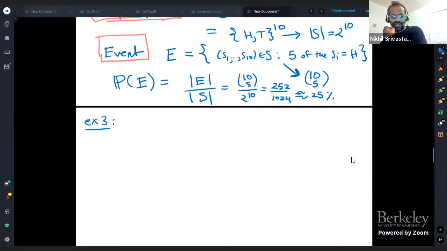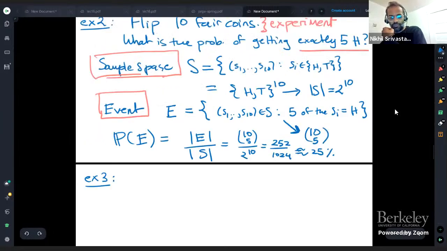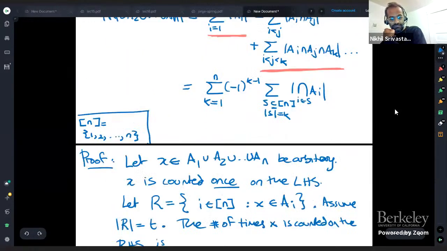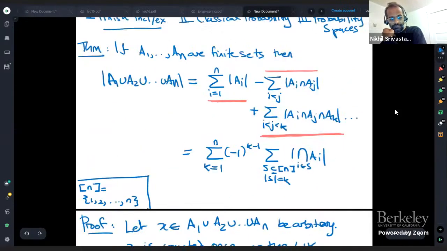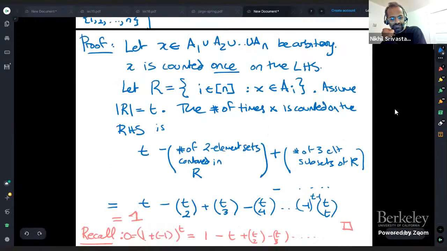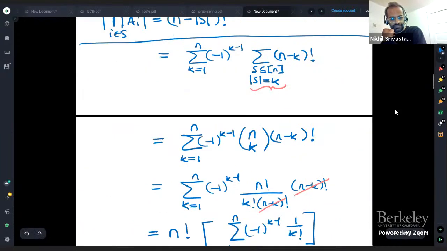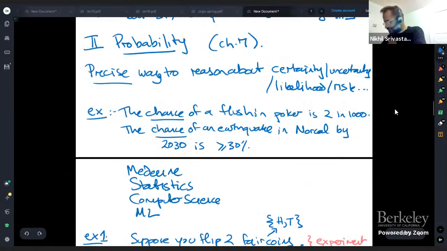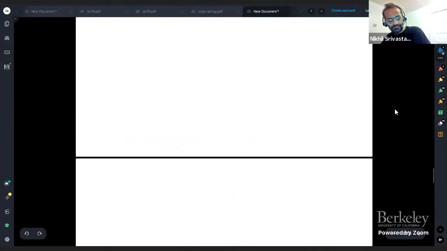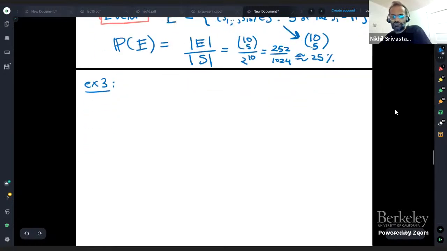Okay, so I asked this question, what are the chances of getting a flush in poker? Or did I ask that? I asked that somewhere here. Yeah, okay, so what is a flush? A flush is when you draw 5 cards and they're all of the same suit.